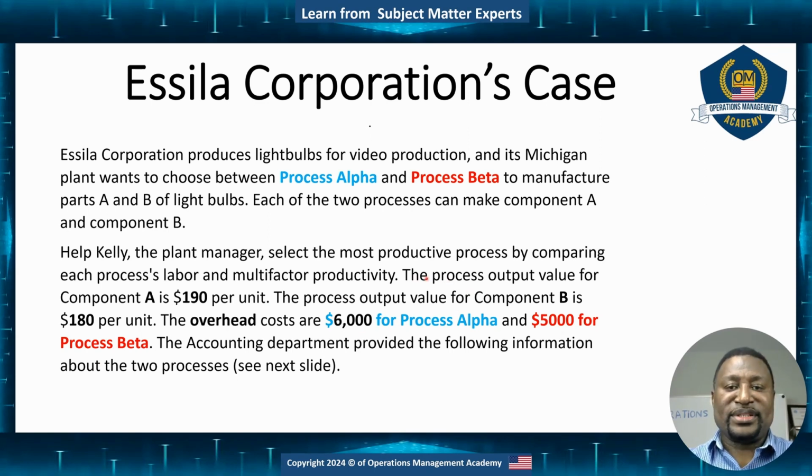Some information that we have here: the first piece is that the process output doesn't matter whether it's coming from process alpha or process beta. The value of the output for component A, we sell them for $190 per unit. And the process output value for component B is $180. The overhead for process alpha is $6,000, and the overhead for process beta is $5,000. So the accounting department has provided some information to help the operations manager make that decision and choose the most efficient process.